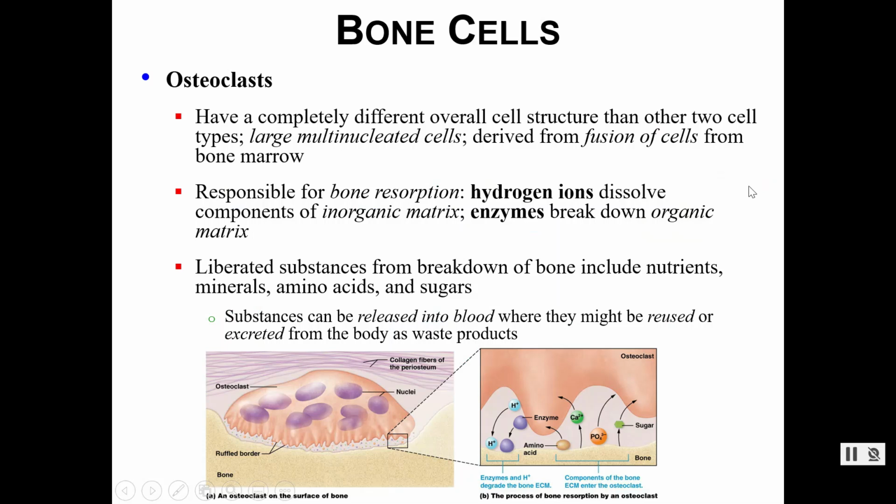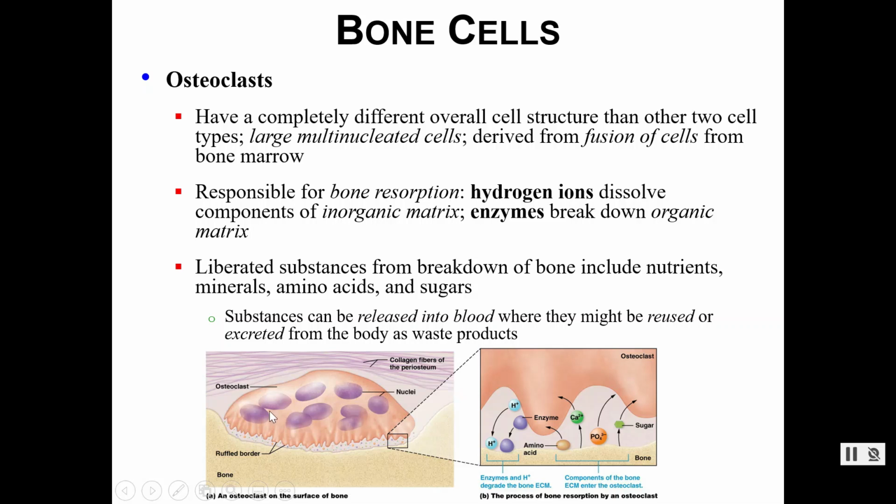Last but not least, we have the osteoclasts. These look quite a bit different than the osteoblasts and the osteocytes, and they have a completely different function. Osteoclasts are multinucleated. And how did they get that way? Once upon a time, these used to be individual cells, and we have fused them together. When we fused them all together, everybody brought their nuclei, so we ended up with one larger multinucleated cell.